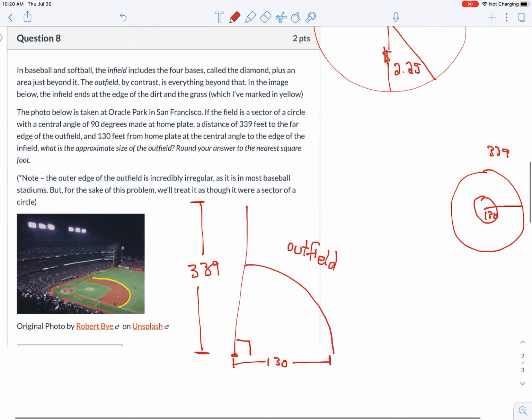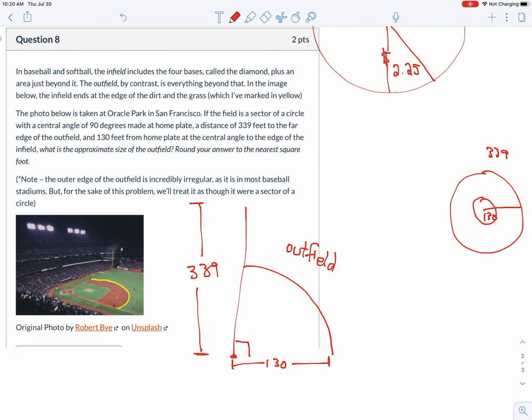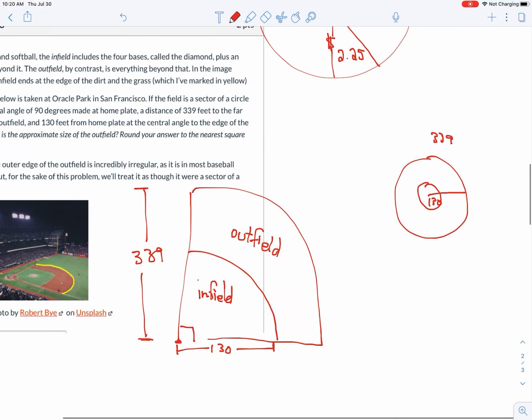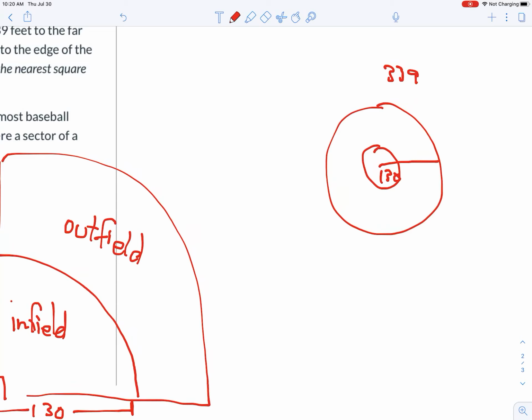All right, now this number 8. Here's the outfield in Oracle Park, and here's the infield. Imagine that we have the whole big circle. We're actually going to take 1/4 of it, but let's do the whole big circle first. Area of big circle minus area of small circle.